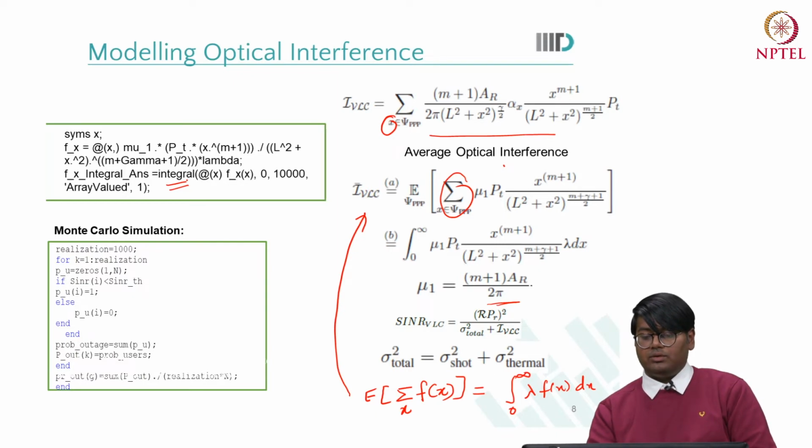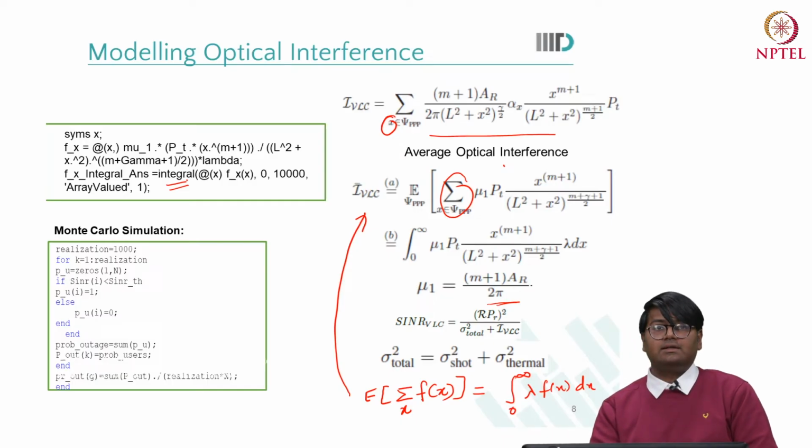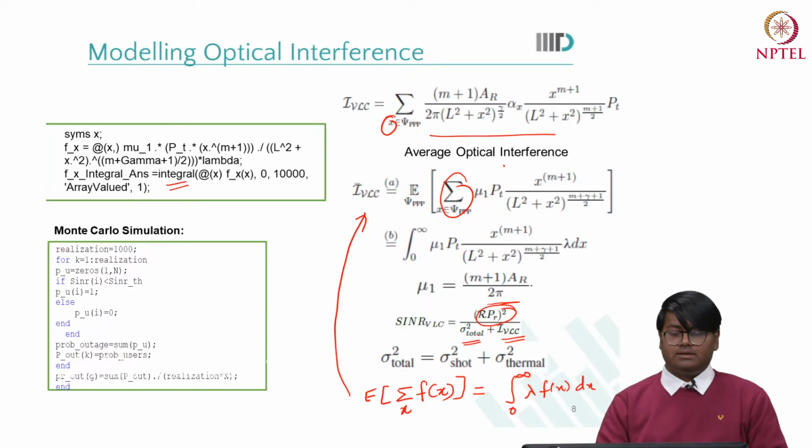So, how do we compute the SINR, the signal to interference plus noise ratio? This is our desired signal power, and this is the instantaneous optical interference, and sigma square total is nothing but the summation of the shot noise and thermal noise. So, this is about how we analyze our system model.